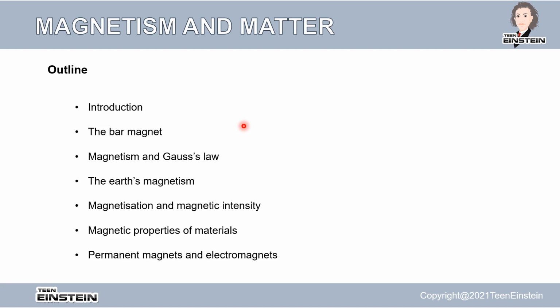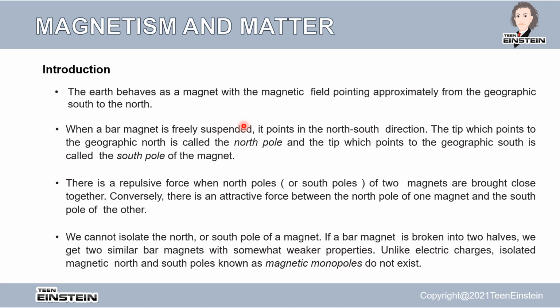Now we are going to look at magnetism from the material perspective. Like what are the different materials with respect to the magnetic field, and what happens to the magnetic field when we put different materials in it. So these are the things we are going to discuss in this lecture.